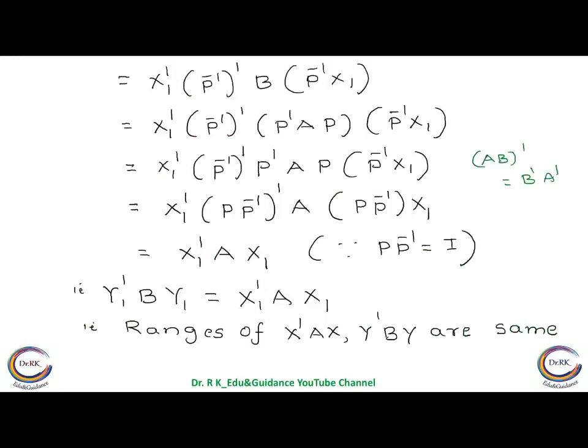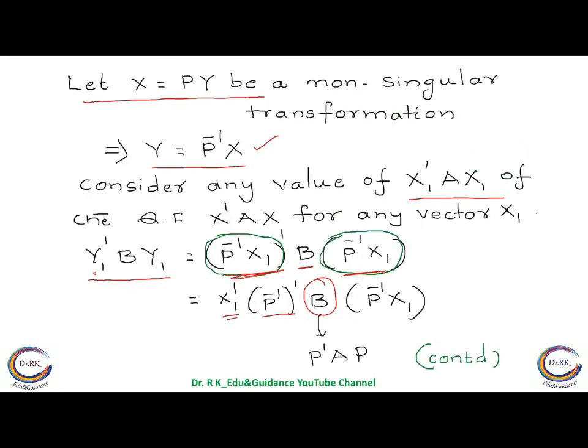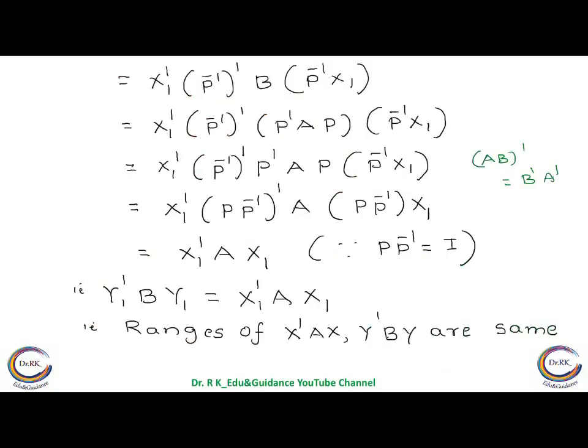Now we continue the substitution. So x1 transpose (P inverse) transpose B P inverse x1. This is what we had. Now we replace this B by its P transpose AP because they are congruent to each other, B is congruent to A. Now this can be written as x1 transpose (P inverse) transpose P transpose AP. Now we can combine this.